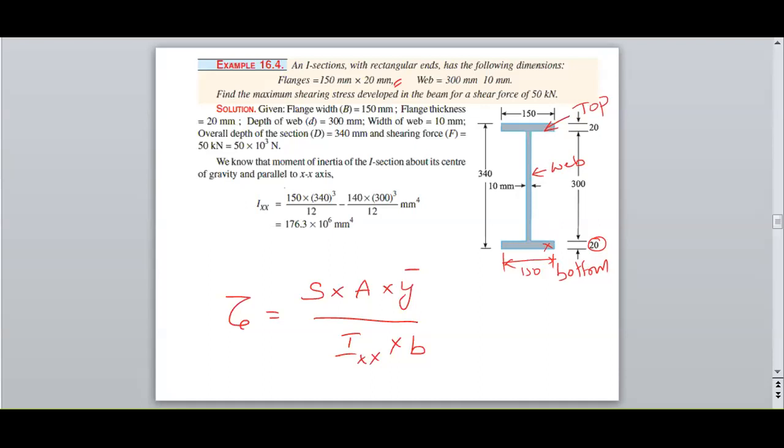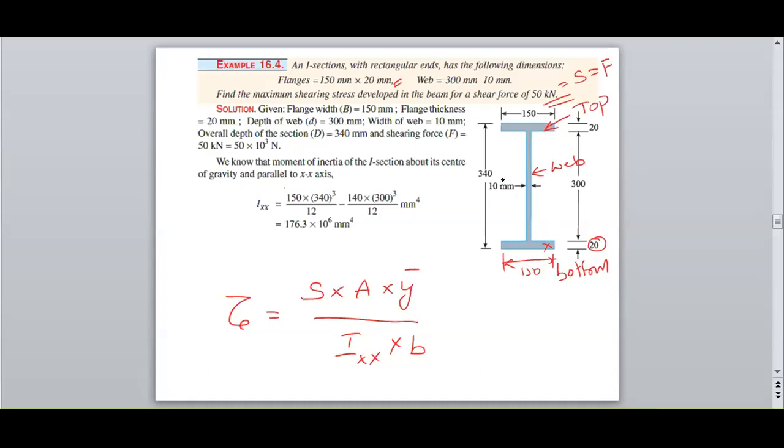He had given the shear force value directly. Some textbooks represent it as S, and some textbooks represent it as F. So he had given the value of shear force.